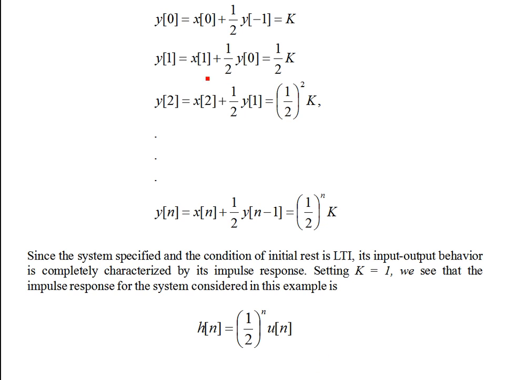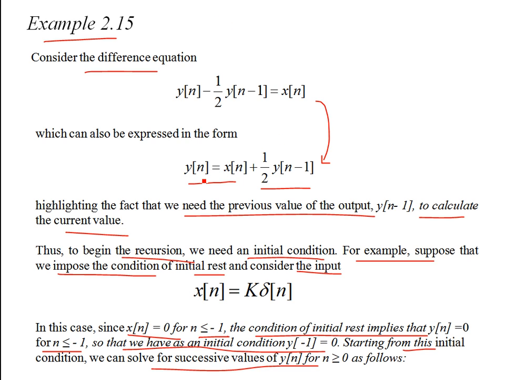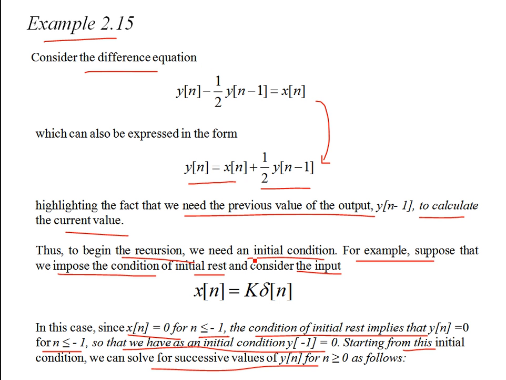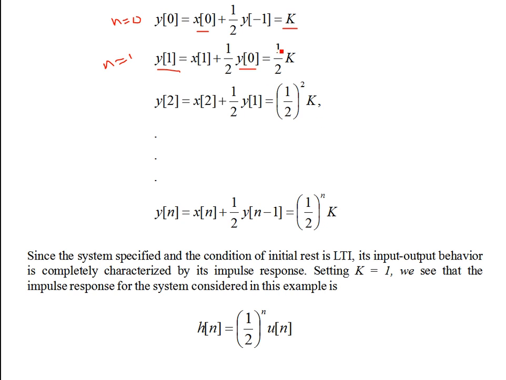For example, we start with n equal to 0. Then x of 0 is k, plus half y of minus 1. Substituting n equal to 0, y of 0 is x of 0 plus half y of minus 1, and y of minus 1 is 0, which implies simply k. This is actually k delta of n. Then for n equal to 1, to compute the present output, you need the past output, and the past output y of 0 is k, so let's substitute k over here. What is x of 1? x of 1 is delta of 1, that is 0. That implies y of 1 is one half k.